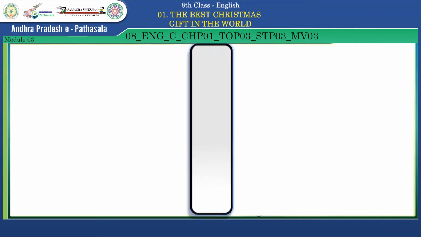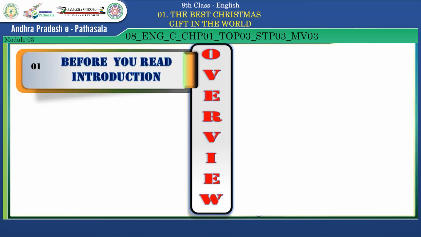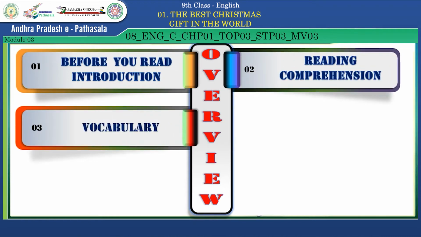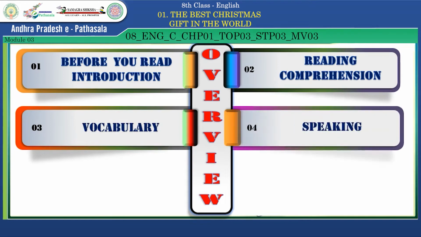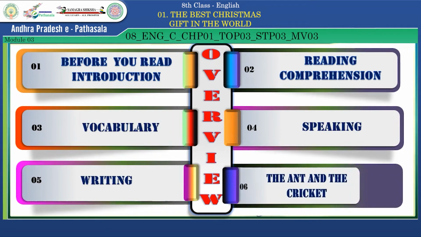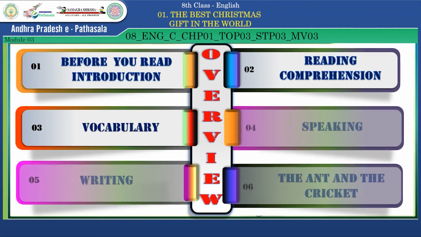The overview of this lesson. The overview of this lesson mainly consists of 6 components, and they are: before you read introduction, reading comprehension, vocabulary, speaking, writing, and the last one, the poem, The Ant and the Cricket. In this session, we will discuss speaking, writing, and the poem, The Ant and the Cricket.